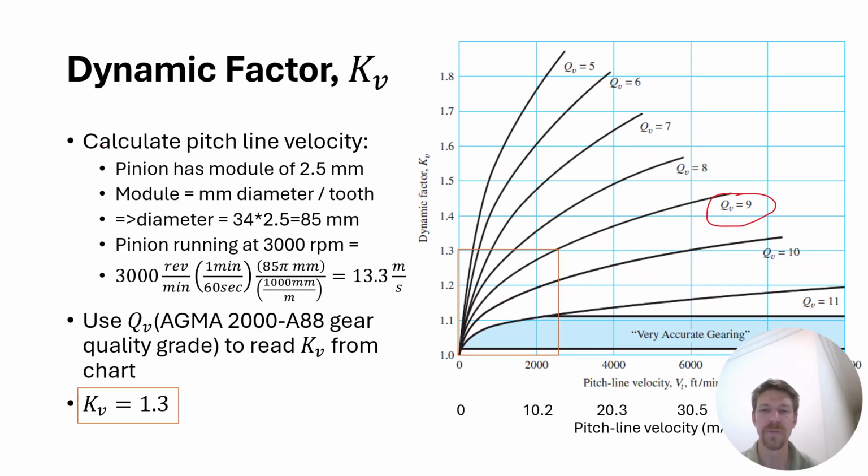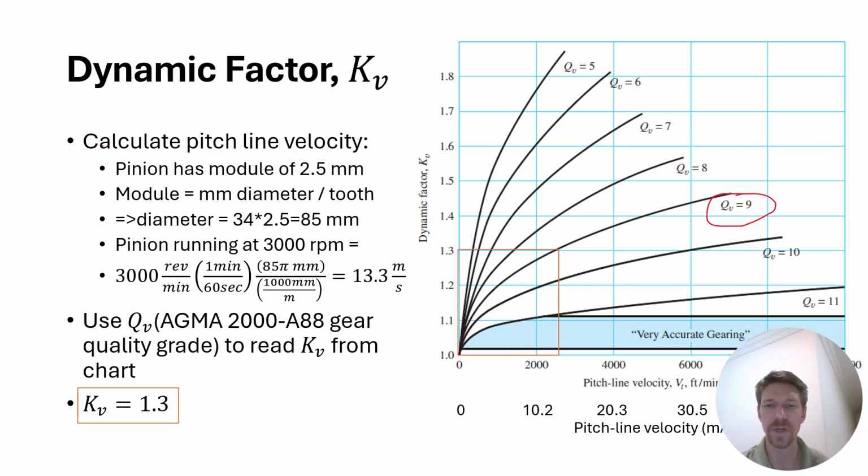We need to calculate the pitch line velocity to be able to determine the dynamic factor. The pinion has a module of 2.5 millimeters, and we've already seen that since module is diameter per tooth, we have a diameter of 85 millimeters. So a pinion running at 3,000 RPM, convert that to seconds. 3,000 RPM is 50 revolutions per second. Multiply that by the diameter, you get the surface velocity in millimeters per second, and then convert that to meters, and you get 13.3 meters per second surface velocity.